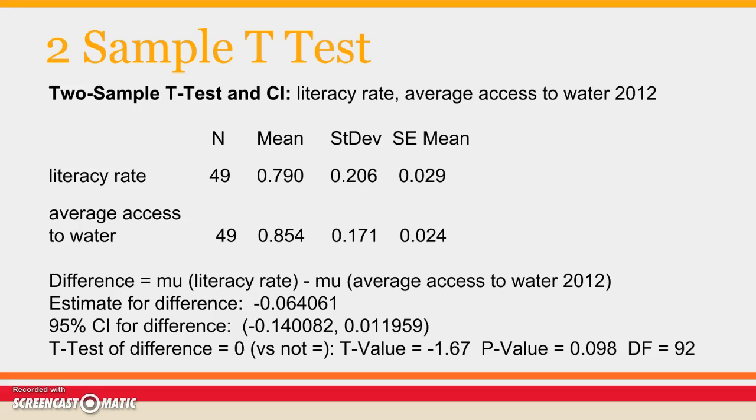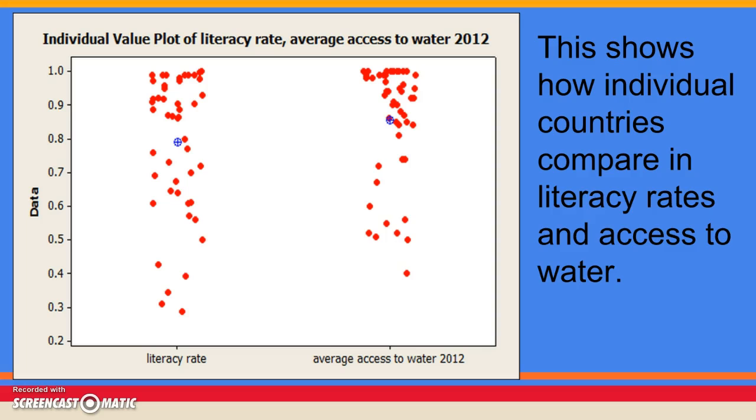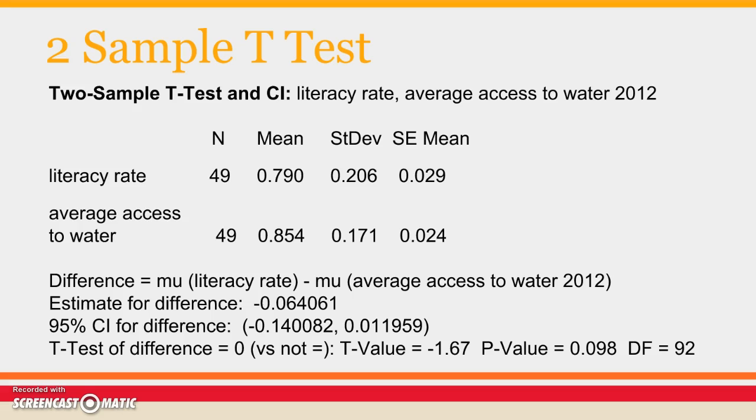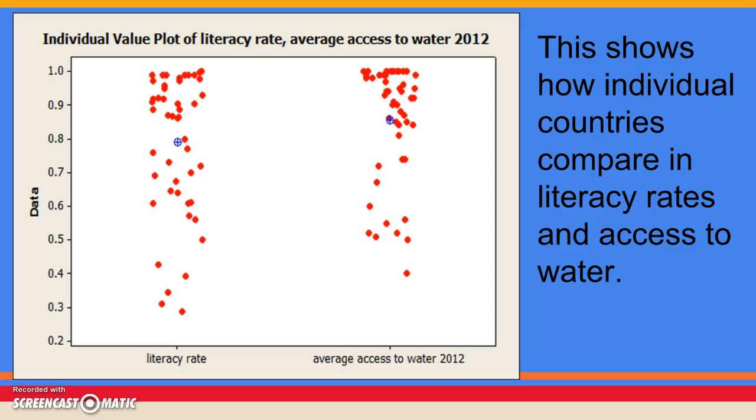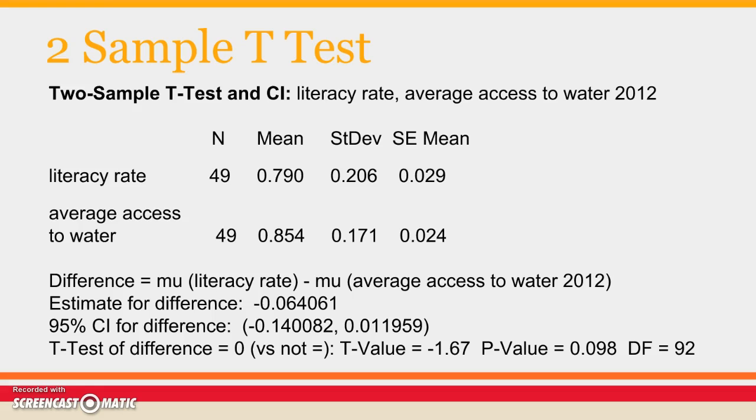So the second test we did was a 2-sample t-test, and you see this is sort of the data for it. You might think a 2-sample t-test doesn't really make sense at first because we don't really have matched pairs, but it makes more sense if you think about it as testing how well of an indicator access to water is of the literacy rate. So it's testing how good of a predictor access to water is. And just think about it that way.